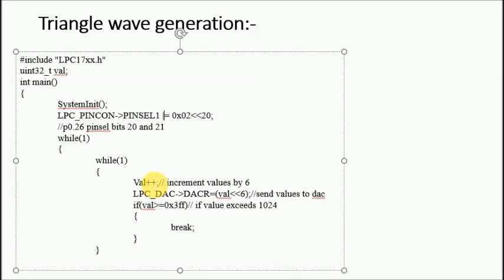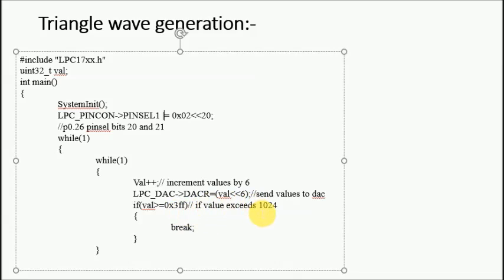Now we have to increment this value, and after incrementing, send it to the DAC register. So LPC_DAC points to the DAC register, and we put that value here. So send to the DAC. Now you check whether the maximum is achieved or not.